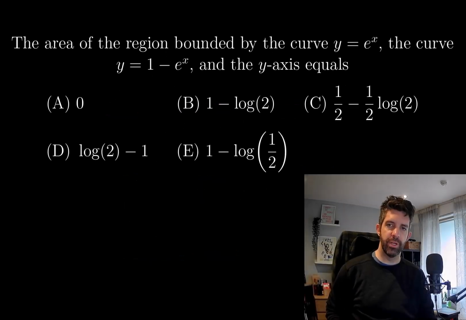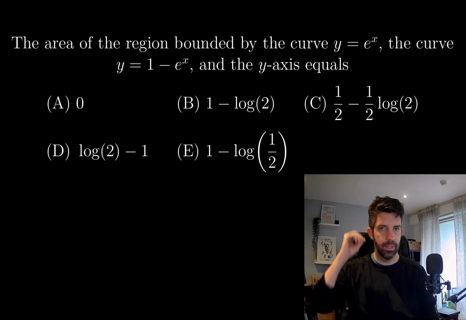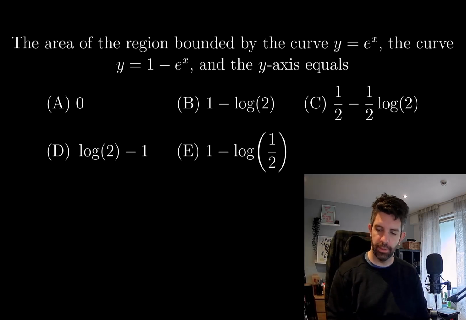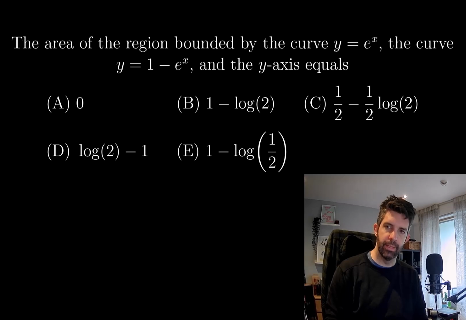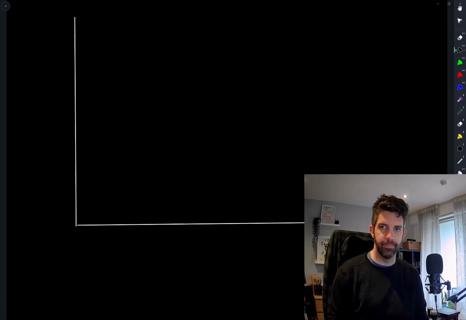The area of the region bounded by the curve y equals e to the x, the curve y equals 1 minus e to the x, and the y-axis equals one of these quantities. Okay. I think we just work this out in a straightforward way. We'll have to find the intersection of these two curves when we work this out.